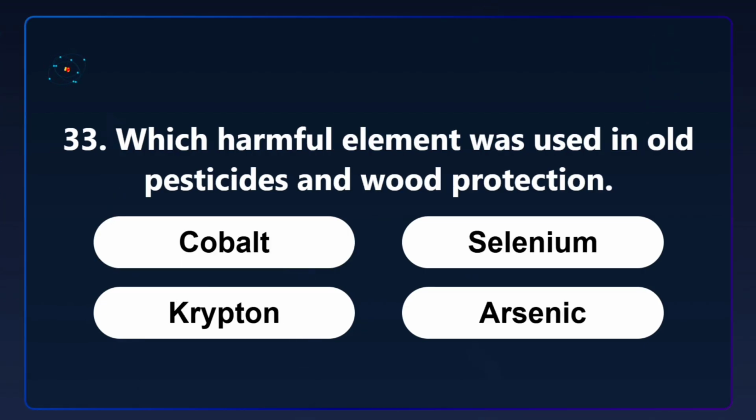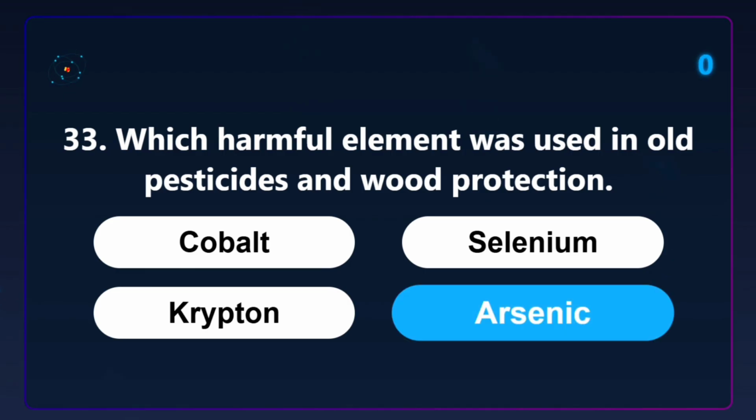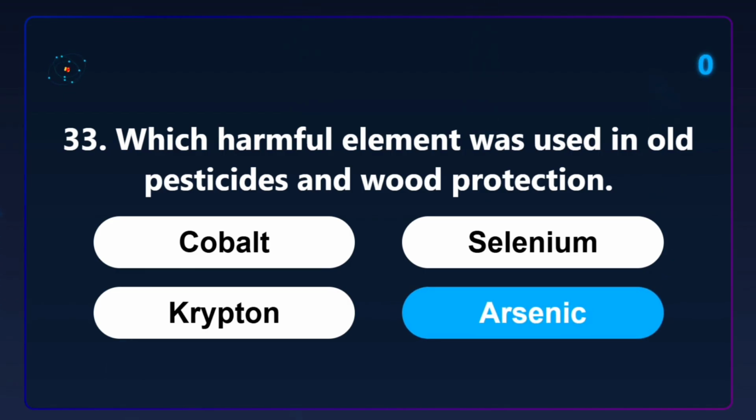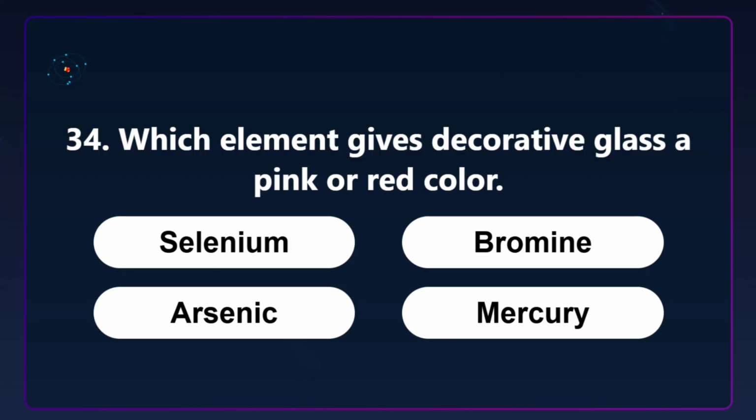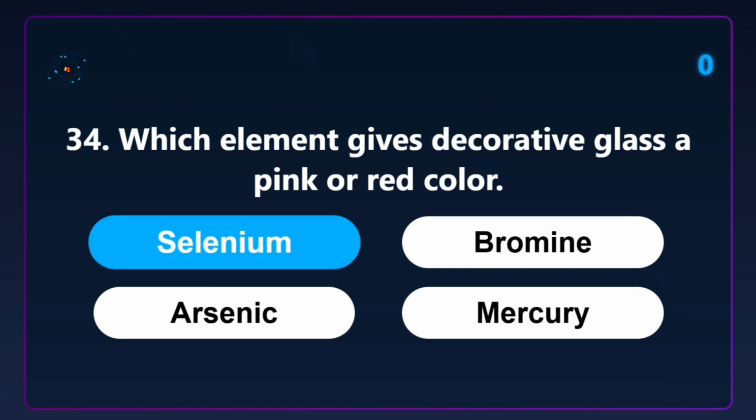Question 33. Which harmful element was used in old pesticides and wood protection? The answer is arsenic. Question 34. Which element gives decorative glass a pink or red color? The answer is selenium.